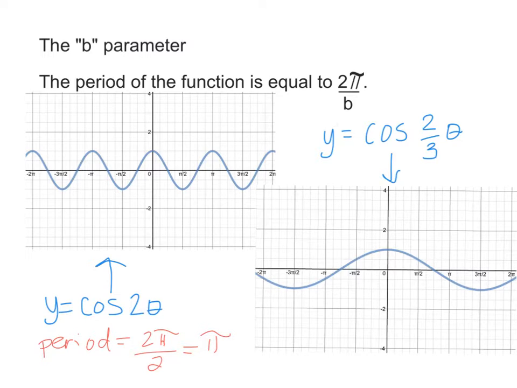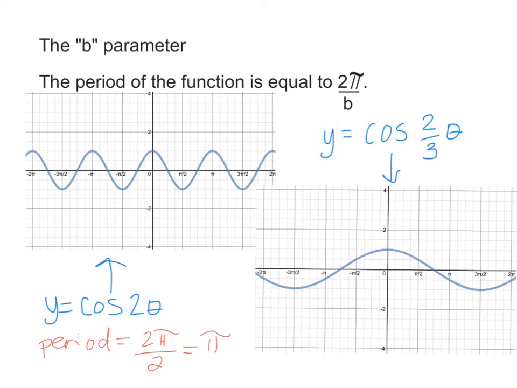That seems to be the one that people have the most trouble with, is period, because a lot of people will think that just b is the period. b is not the period. It tells you what the period is. It's 2 pi divided by that value. b is the horizontal stretch factor. But what we care about here is the period.